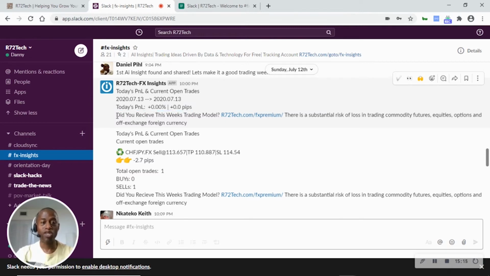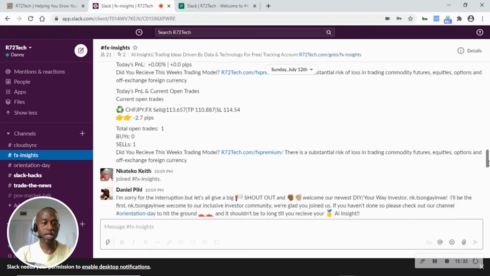Underneath here, there is a new message. Did you receive this week's trading model? And it has a link to the FX Premium. So when you're ready, you can click on that. You can learn a little bit more about the premium content for this trading model, and you can take advantage of that 14-day free offer.